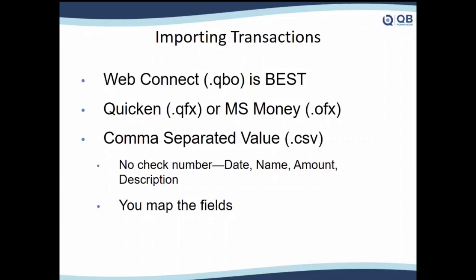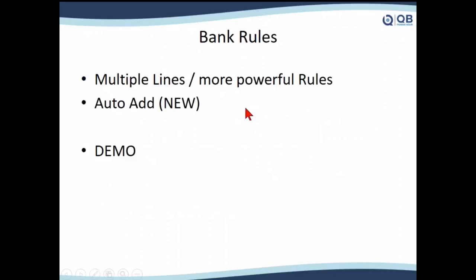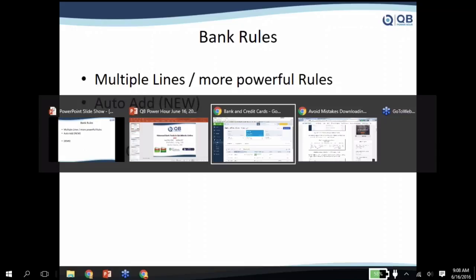Now, the last choice, if you can't get one of those three file types, is a CSV file. With the CSV file, you can upload those, but you have to go through and map the fields and things like that. And I'll show you this in QuickBooks in just a moment. But the other thing that we wanted to talk about quickly is the multiple lines and dealing with these bank rules. And the bank rules in QuickBooks Online are actually more powerful than QuickBooks Desktop, and there's something new in them called the auto-add. So let me go on into QuickBooks, and I'll demonstrate this for you.